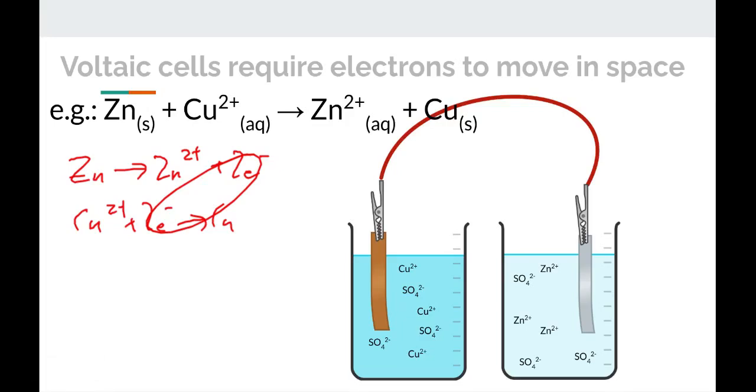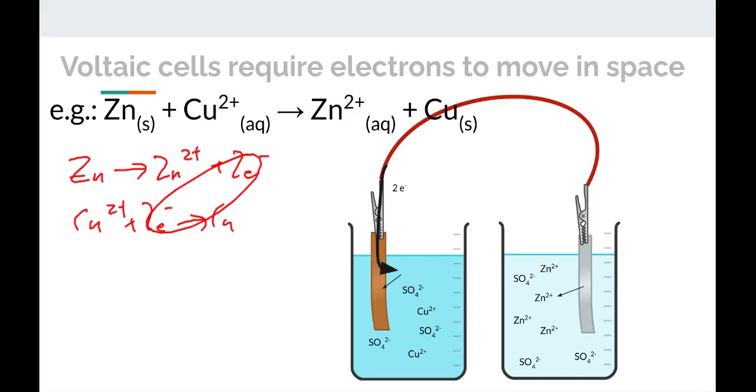Each beaker is called a half cell. So on the right-hand side, zinc is oxidizing to make zinc 2+. The electrons that it releases are needed for the reduction that's going to occur on the left-hand side. So they move down the wire, enter the solution through the copper strip, and reduce copper to copper atoms, which then increase the mass of the copper strip.